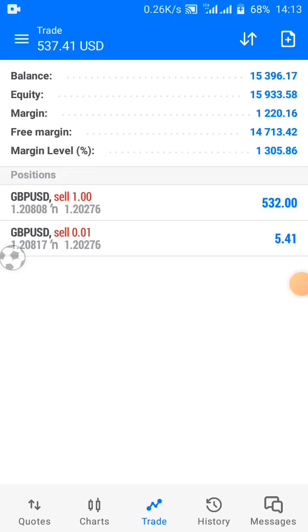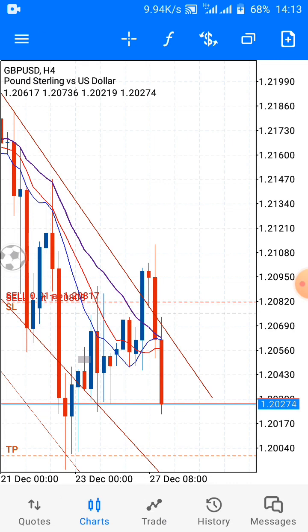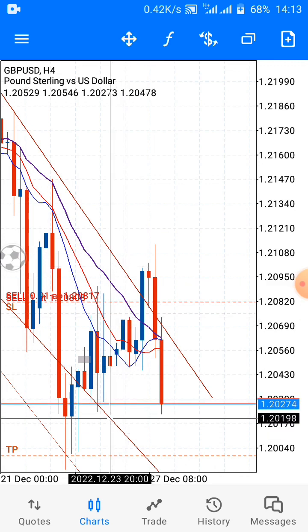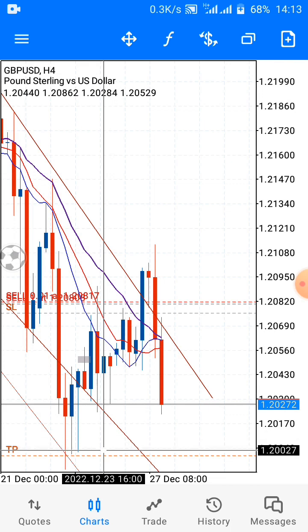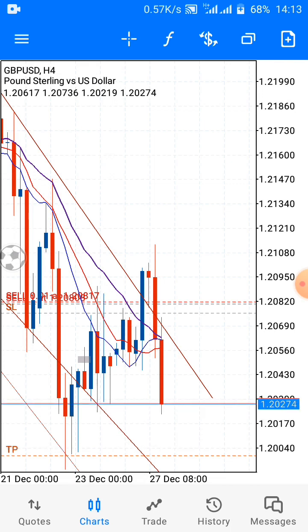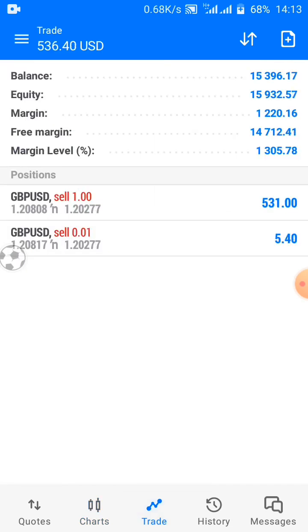As you can see right now, it has moved some more pips to the downside, and my profit has gotten to 500 and something. So it still hasn't gotten to my take profit level. I'm going to be waiting for it to get to the take profit level. So that take profit level is about 20 pips downward. So we're going to be waiting for 20 pips, and once it gets there, we'll close the trade. Okay, and we'll make about $700 or so.